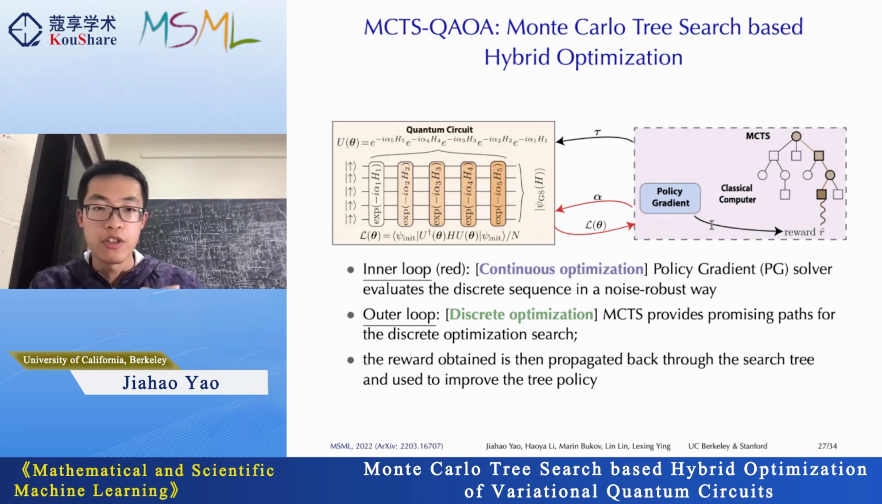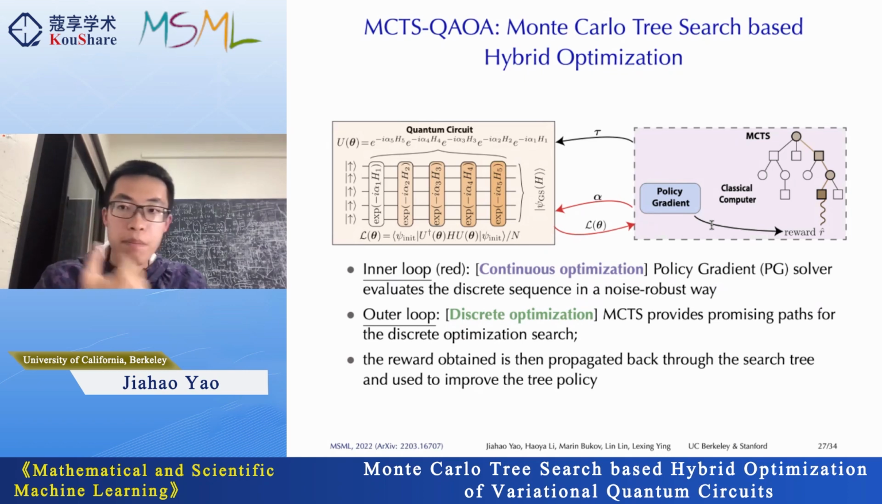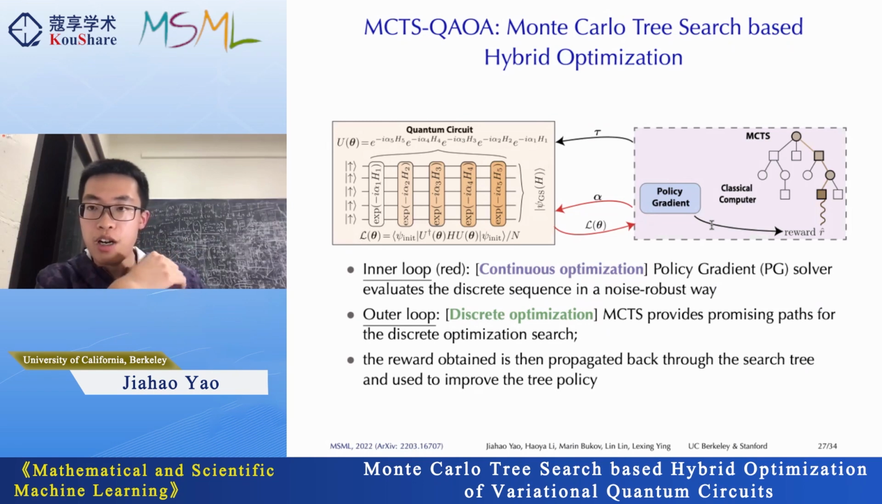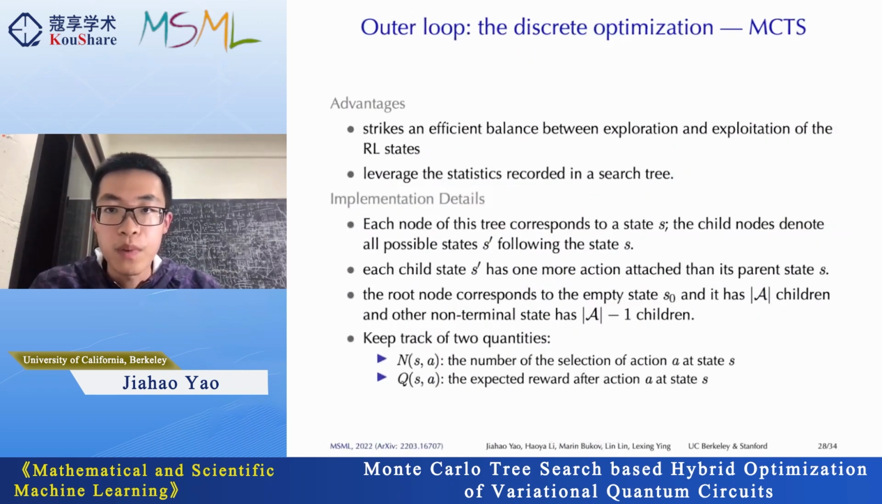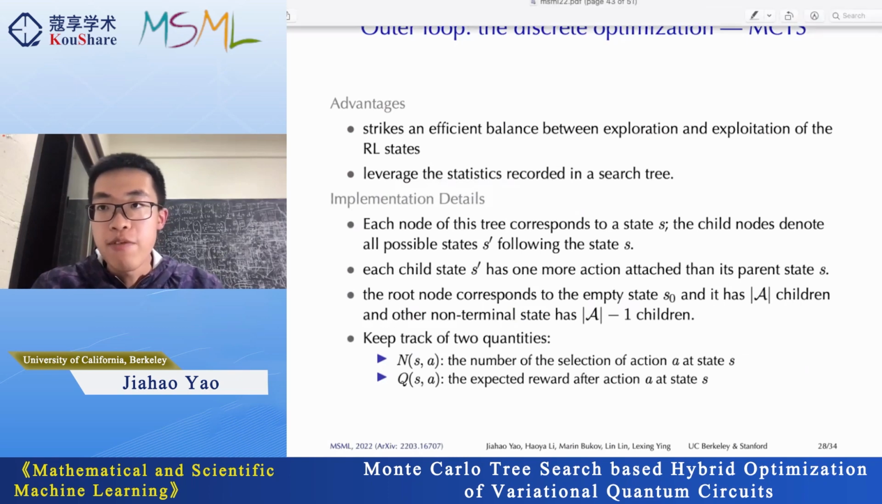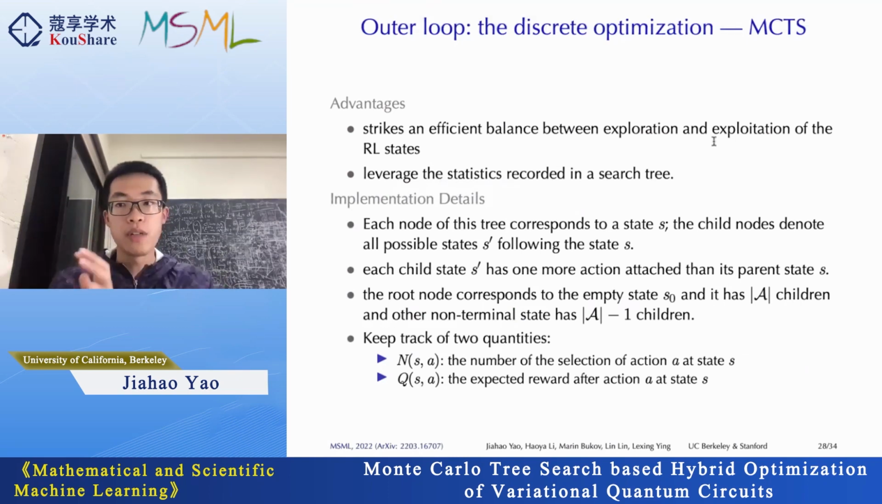So we have a two-loop optimization. The inner loop is focused on the continuous optimization, which uses a policy gradient to perform the solve in a noise-robust way. It also has the outer loop, which performs the discrete optimization, and it's based on Monte Carlo tree search. And the reward obtained is then backpropagated through this tree in order to improve the tree policy. So we are going to dive into these two optimizations one by one.